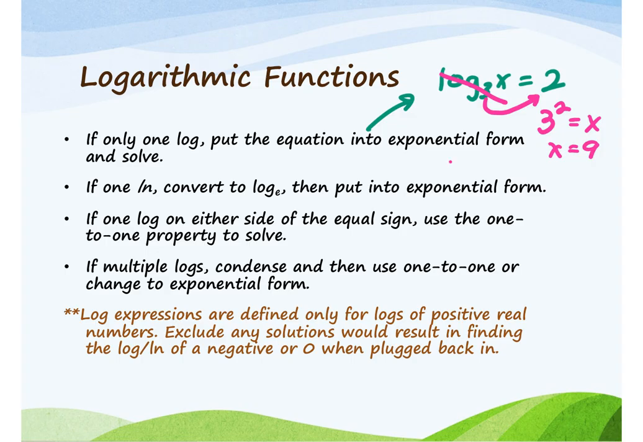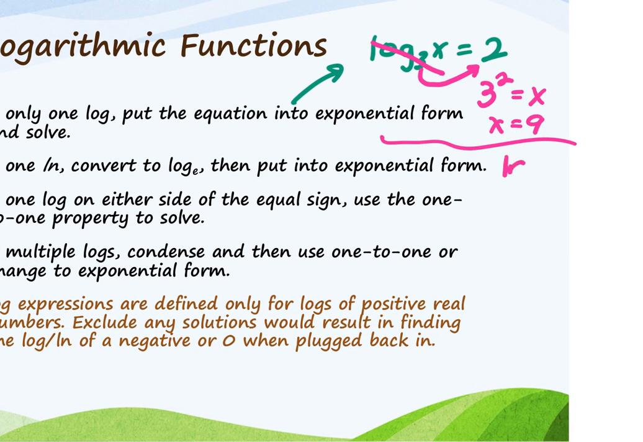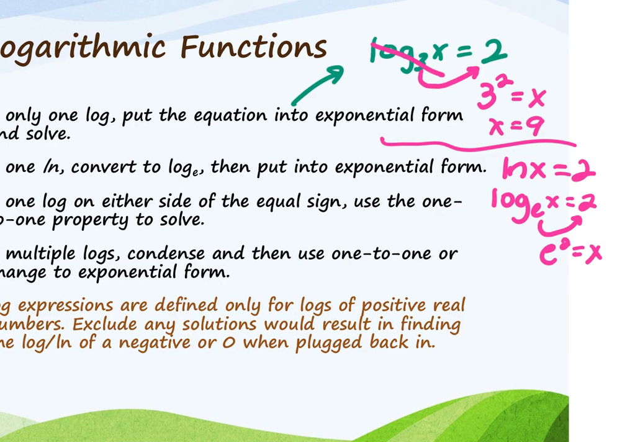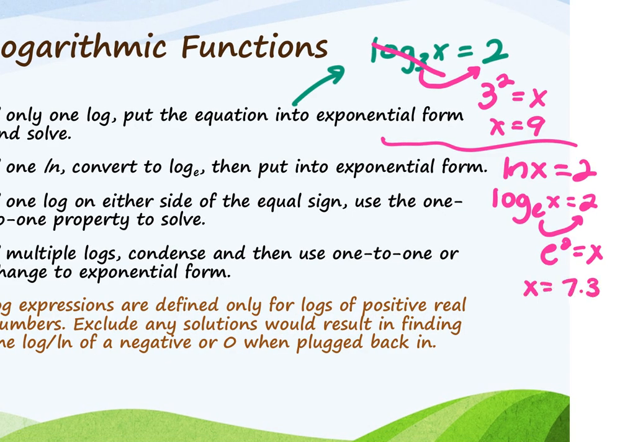Same thing if there's one ln. If it said ln of x equals 2, what's the base on it? 10? Log base what? 10. That's just log. Log itself is log base 10. What's ln? Log base e. Good. And now I convert that to exponential. I get e to the second equals x. Without a calculator, I'd leave it like that. With a calculator, I do e to the second, and I get x equals 7.389.